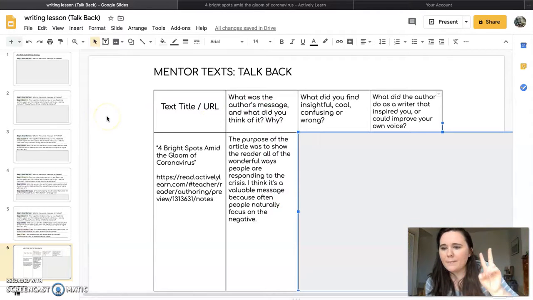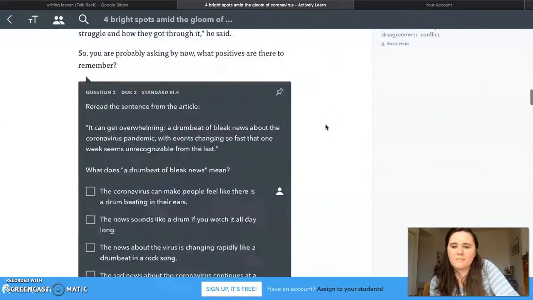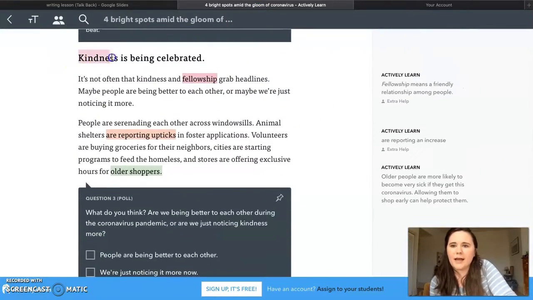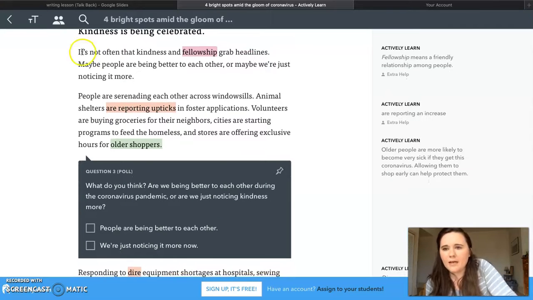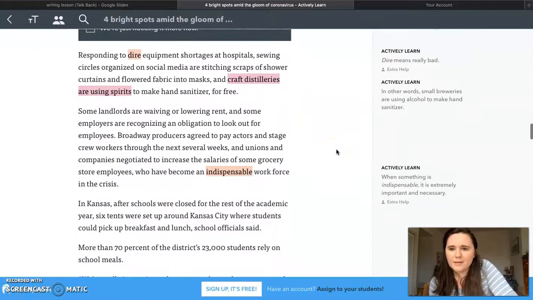So then step 2, zoom in. The part of this article that stood out to me the most was this section called Kindness is Being Celebrated. When I was reading, I noticed that there were a lot of examples. Like people are serenading each other. Animal shelters have increased foster applications. Volunteers are buying groceries for neighbors. We're offering exclusive hours for older shoppers. Keep going. There's landlords lowering rent.